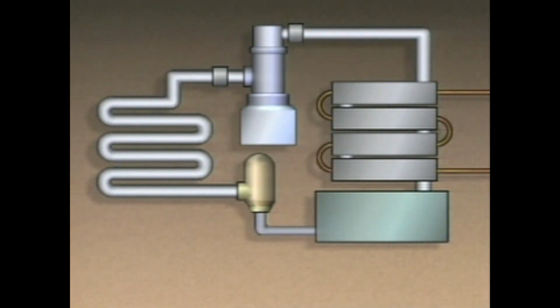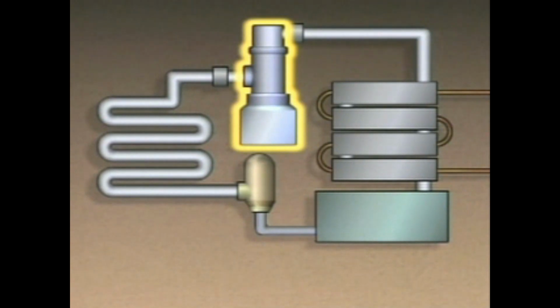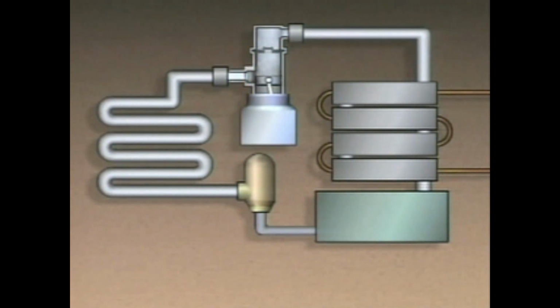For many refrigeration cycles, a compressor is used to add energy to the refrigerant so that it can move through the cycle. The compressor receives the refrigerant vapor from the evaporator. Energy is added by squeezing or compressing the vapor into a relatively small space. This increases the vapor's pressure and temperature.